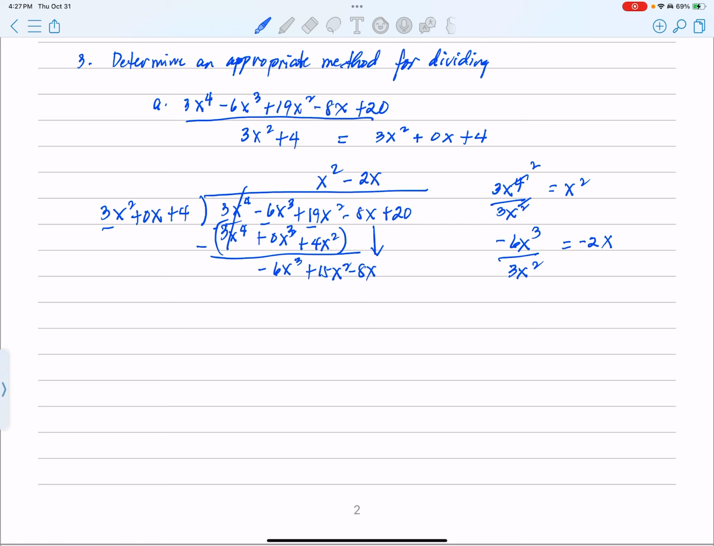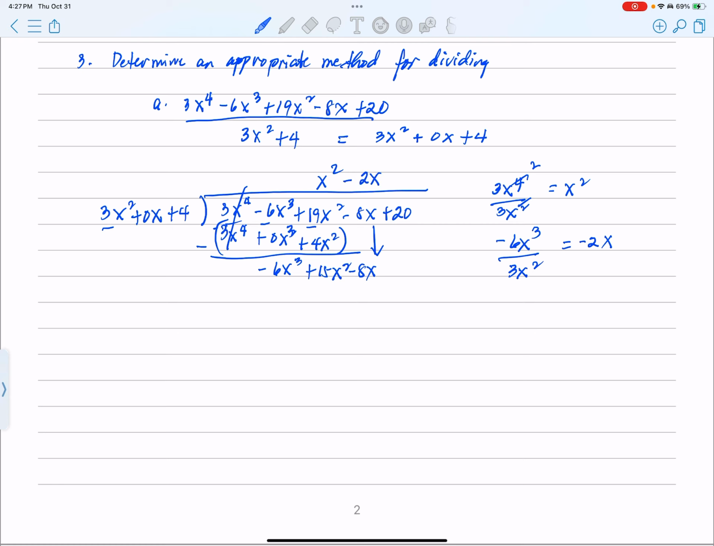So 16 minus 16, that's 0. 0 times 4 is 0. 2 plus 0, that's 2. 2 times 4 is 8. 0 plus 8, it's 8. Okay, the degree of the quotient is 1 less than the degree of the dividend.